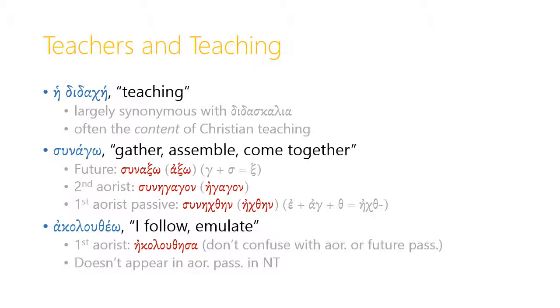The verb akolutheo actually doesn't appear in the aorist passive at all in the New Testament. And so you don't have an aorist passive form to confuse you. And I'm not even sure how often akolutheo appears in the aorist passive at all in Greek literature. At least so far I haven't been able to find a case where it does.